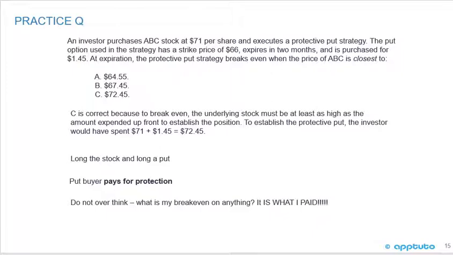This question is really easy. You're long the stock and long the put. You've bought the protection. So I wrote here, this is my comment, don't overthink. What is my break even on anything? It's what I paid. So I paid $71 and I paid $1.45 for the long put. That's my break even. Okay, really easy question. Now, they're giving the strike price as 66 and et cetera, et cetera. This question is just asking the break even. It's $71 that I paid for the stock plus what I paid for the option.